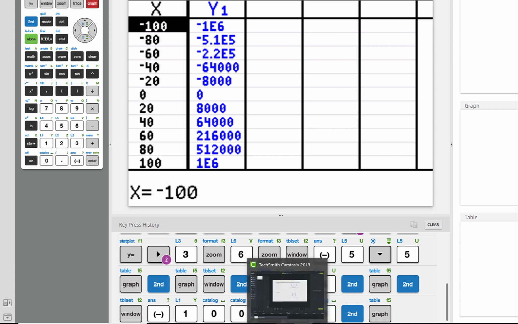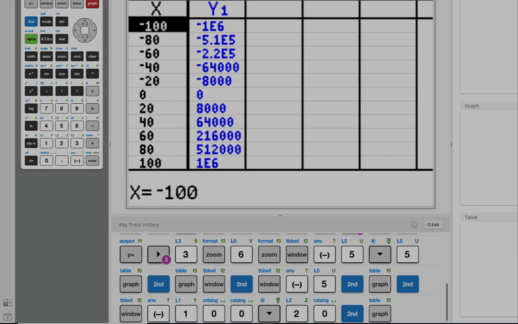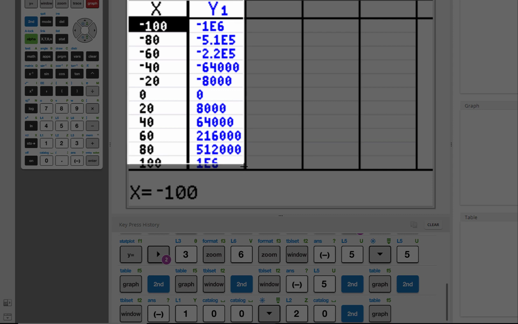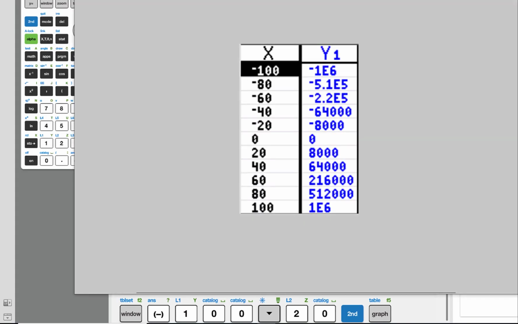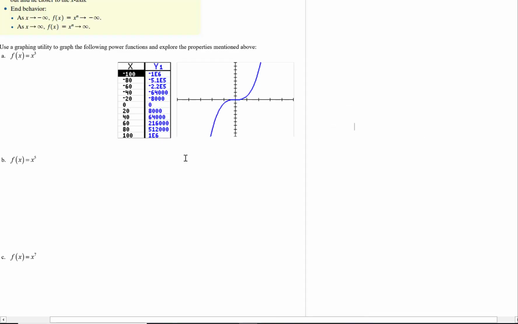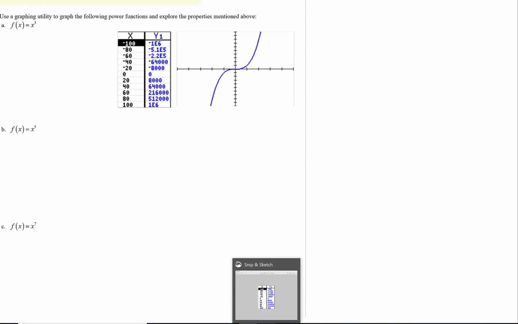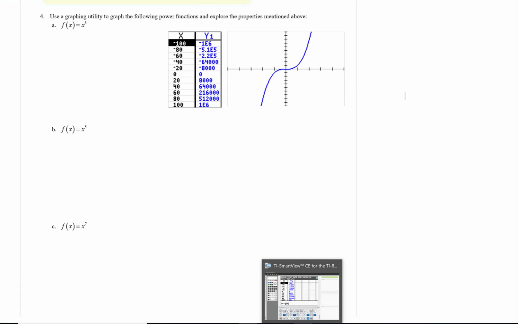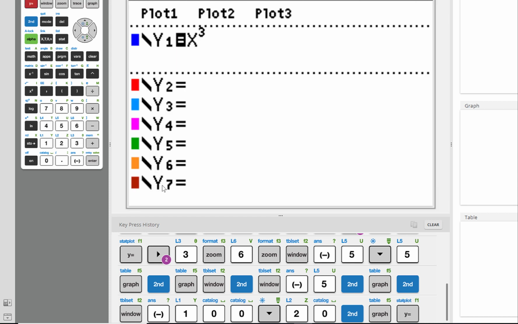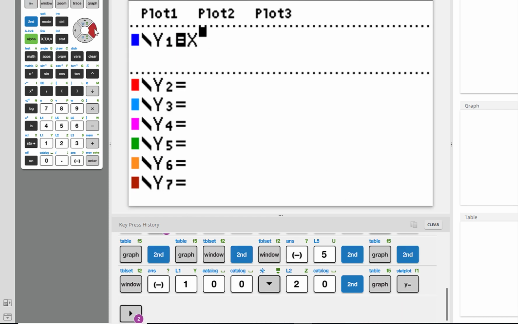1e6, that's just scientific notation. I'll explain it right now. I'll write it out for you in case you're looking at this and saying, I don't know what 1e6 means. There we go. Now we have our table of values right here. And like I promised, I will explain that scientific notation. Oh, but first, let me do it for all 3 functions.